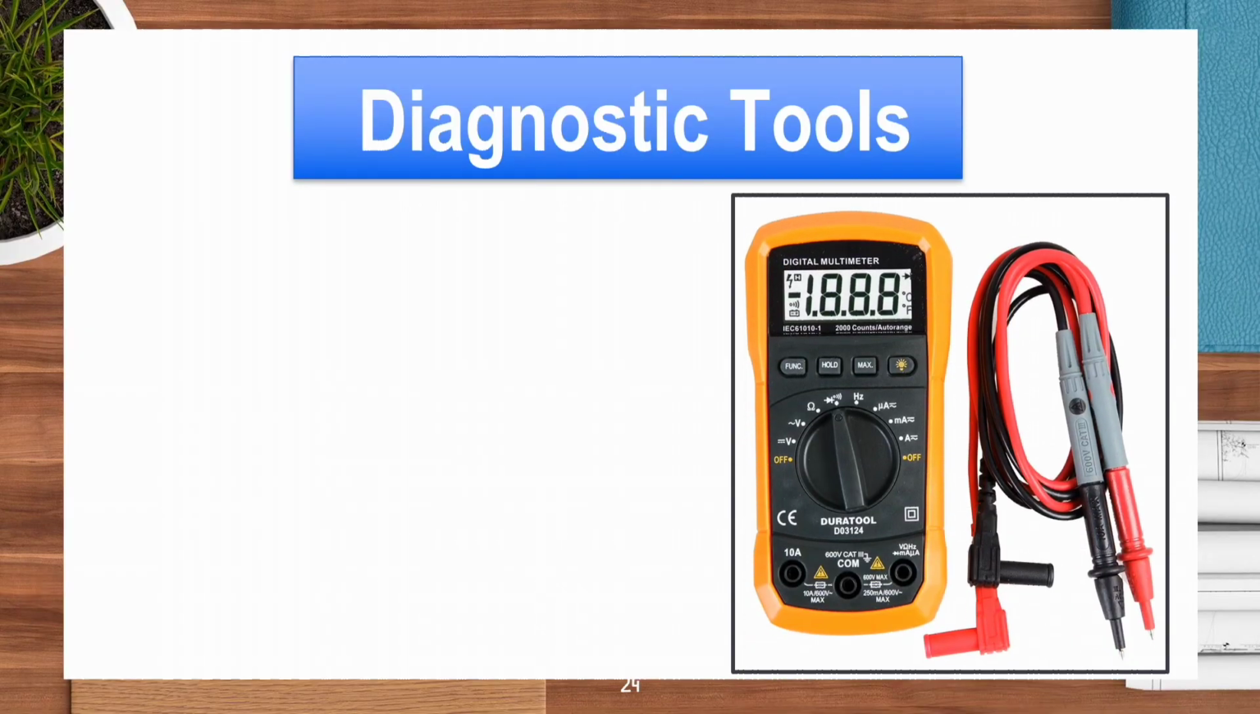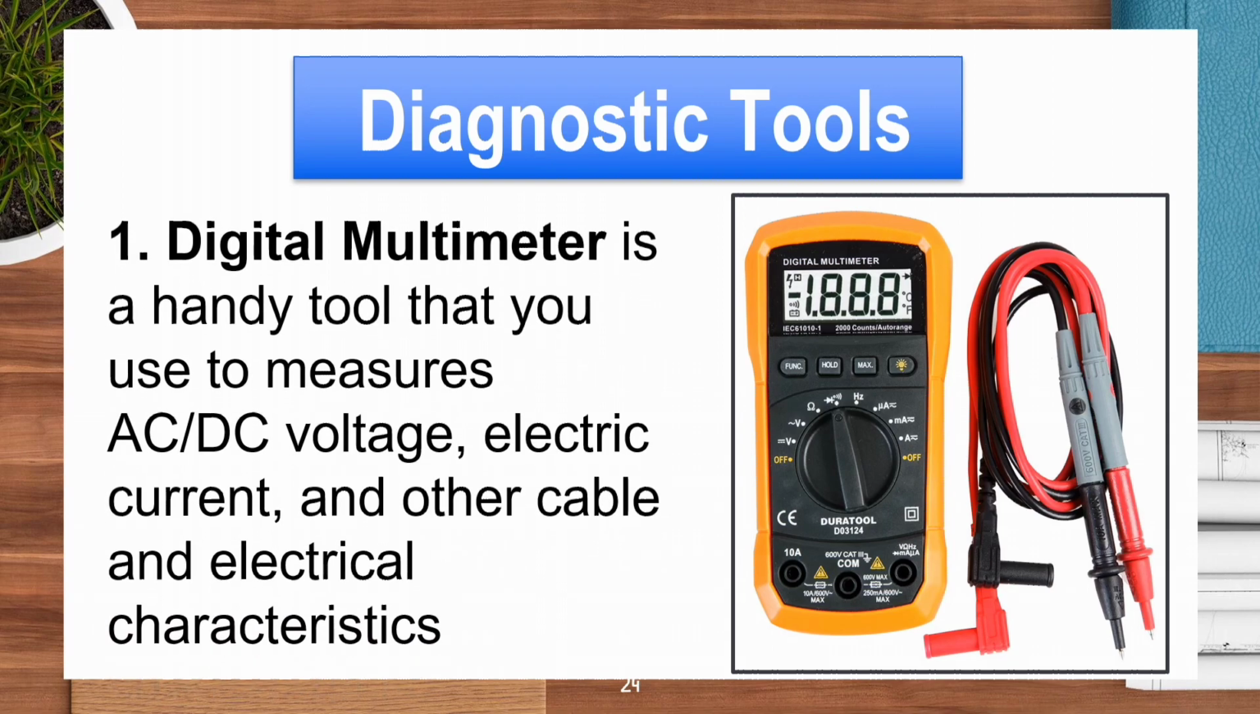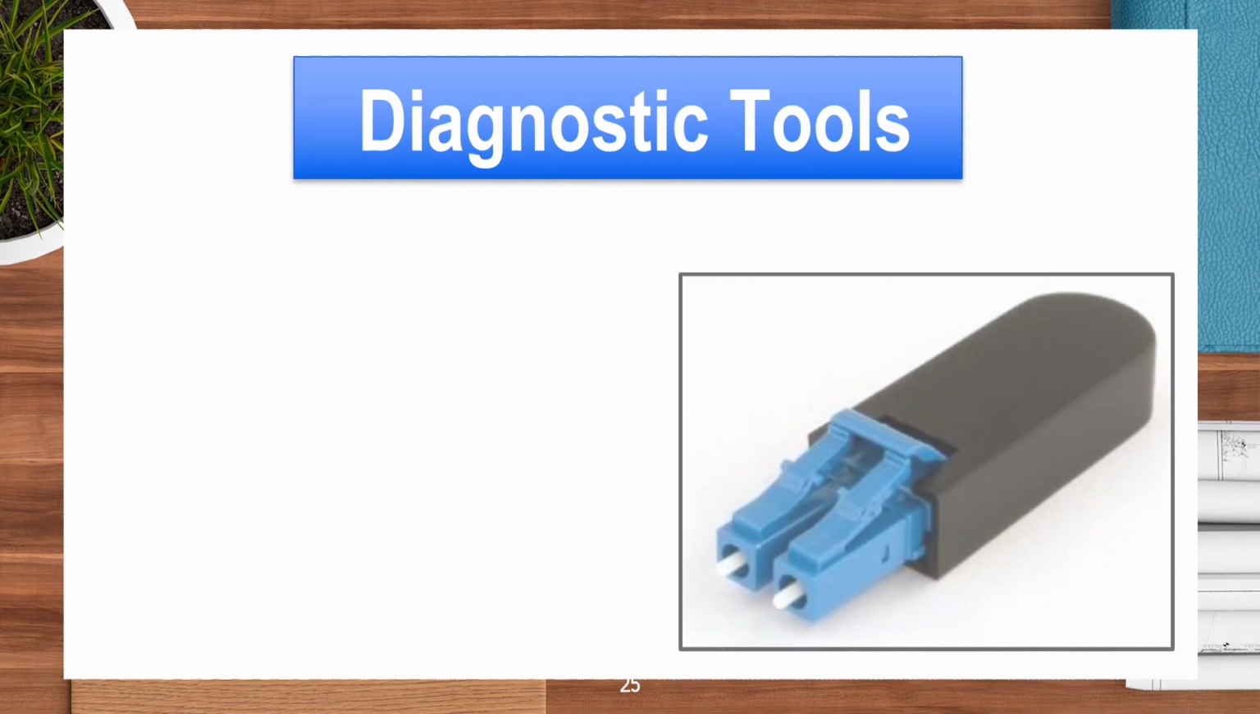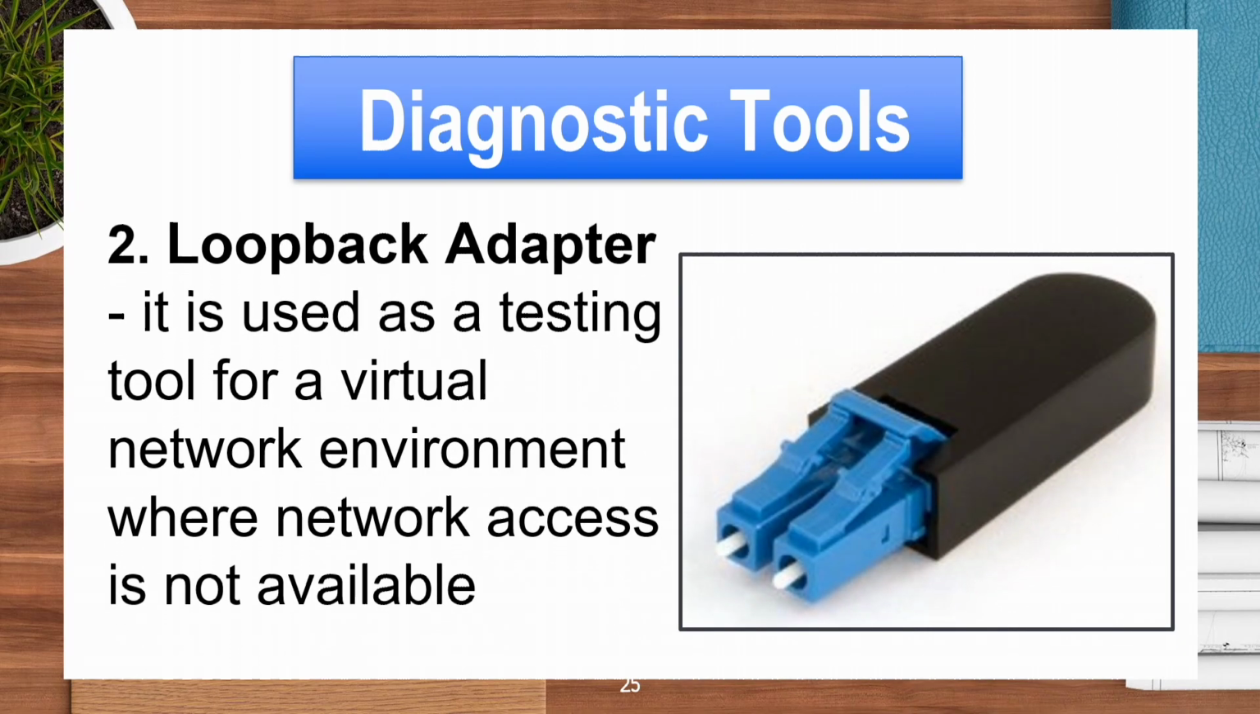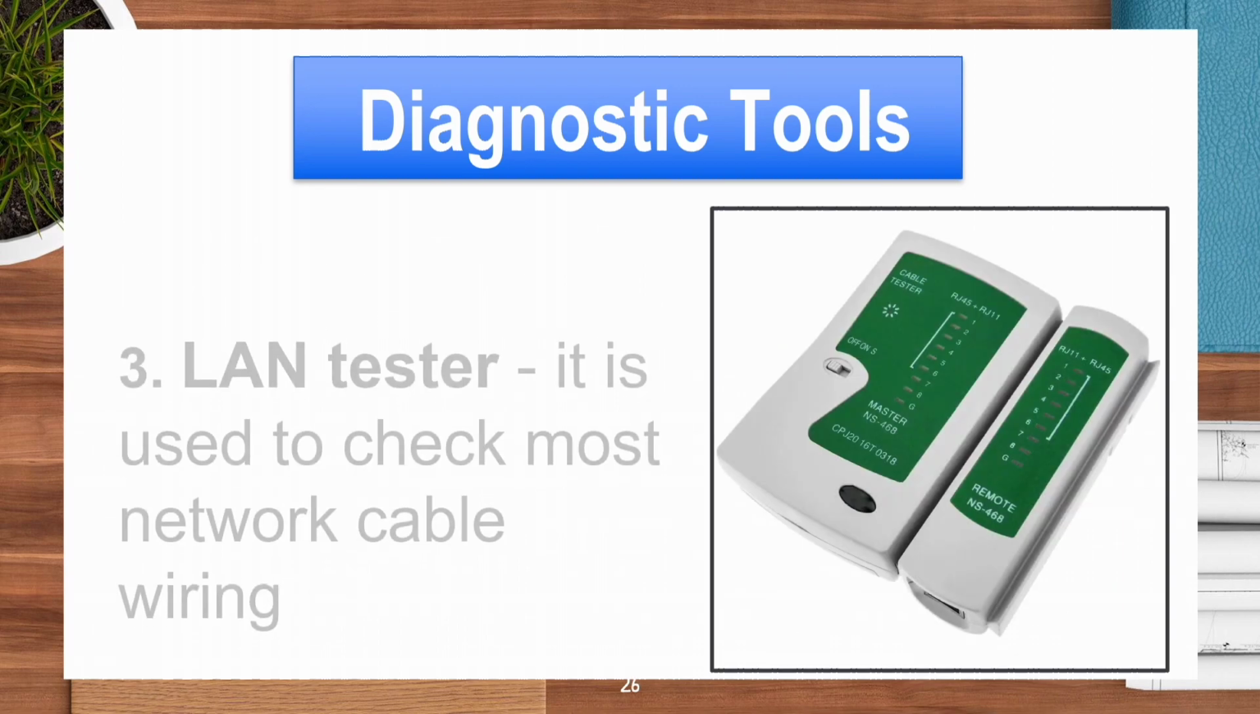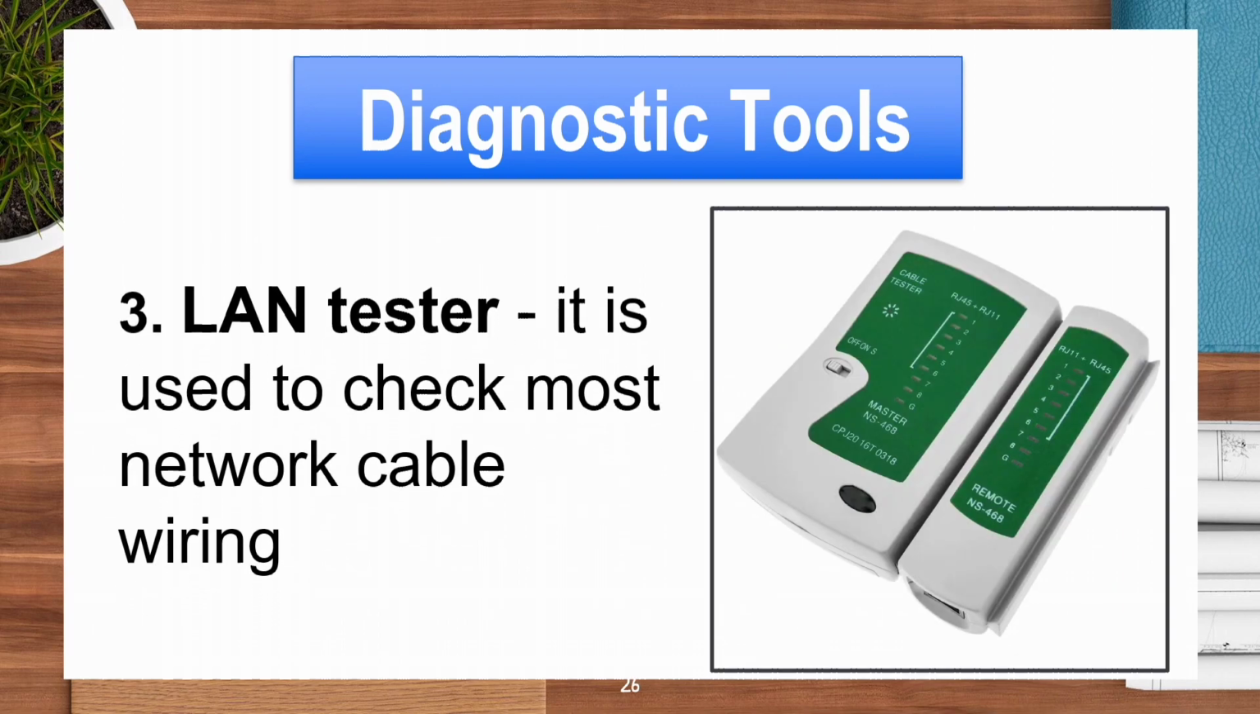Example of diagnostic tools. 1. Digital multimeter. It is a handy tool that you use to measure AC and DC voltage, electric current, and other cable and electrical characteristics. 2. Loopback adapter. It is used as a testing tool for a virtual network environment where network access is not available. 3. LAN tester. It is used to check most network cable wiring.